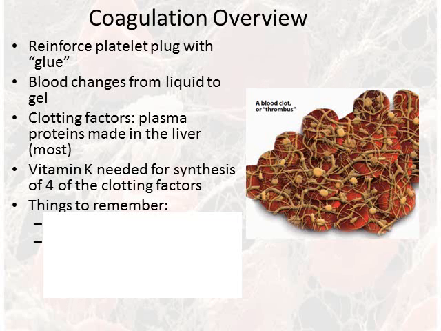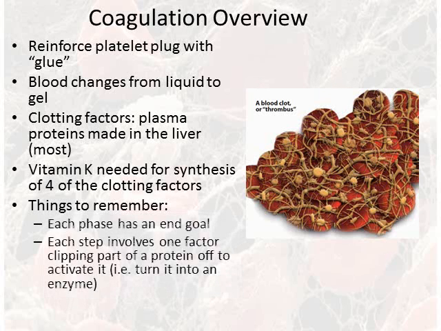Okay, so one thing to remember with coagulation is really what we're doing is we're reinforcing the platelet plug with this glue, which is fibrin. Okay, all of the different steps along the way are driven by clotting factors, which are plasma proteins. They're always in the blood, and most of them are made by the liver. A lot of these need vitamin K to be made. At least 4 of them do. Okay, so low vitamin K means not able to clot your blood.